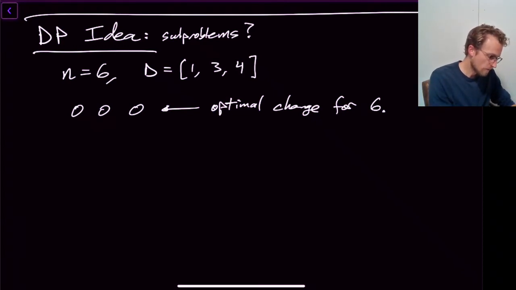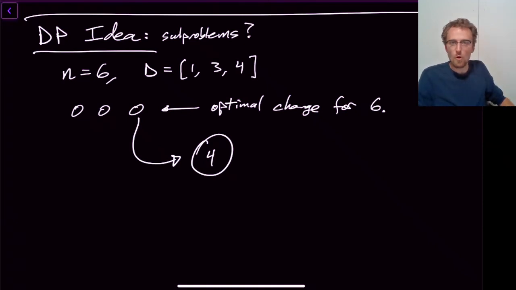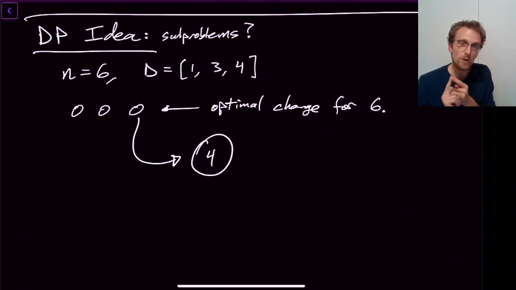Suppose I pick up one of the coins, and it says 4 on it. So what does that tell me? If I know that a pile of coins sitting there on the table is optimal change for 6, and then I pick one up and it says 4, then I know 2 things. One of the things I know is that the optimal change for 6 includes a 4, and the other thing I know is that what is left on the table is optimal change for 2.